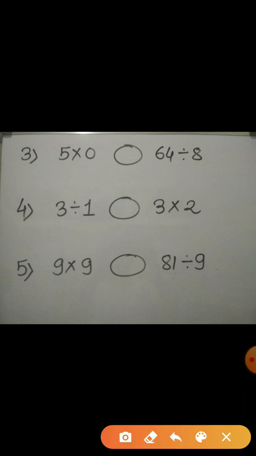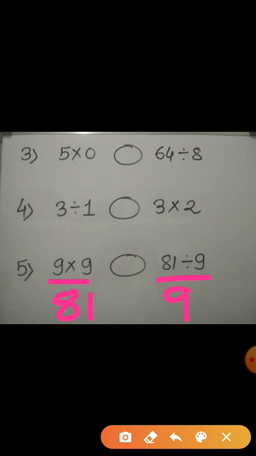And now see the last one. On the left hand side we are given 9 into 9 and on the right hand side we are given 81 divided by 9. Now let us solve the left hand side first. 9 9s are 81. Now coming to the right hand side. When you divide 81 by 9, what will you get? Say the table of 9 till you get 81. 9 9s are 81. So when you divide 81 by 9, you will get 9.